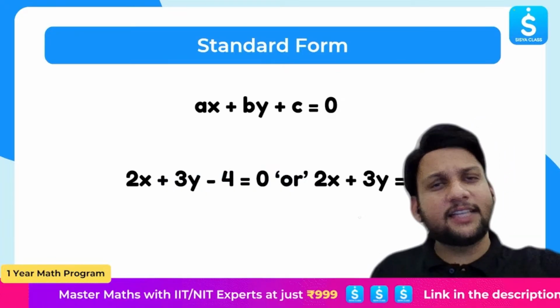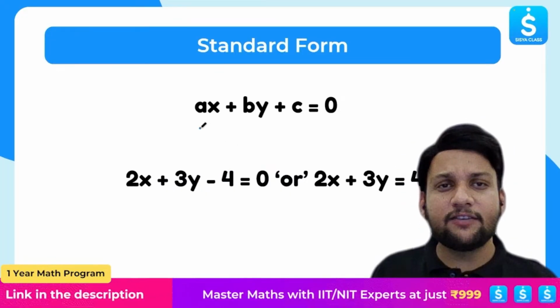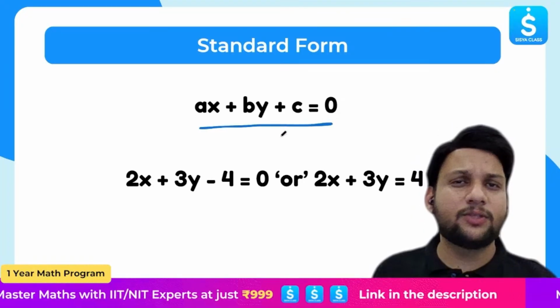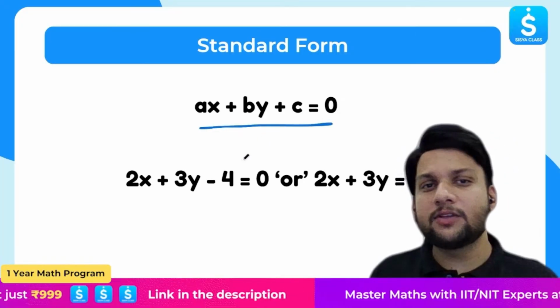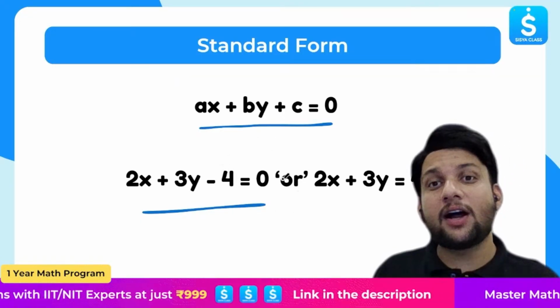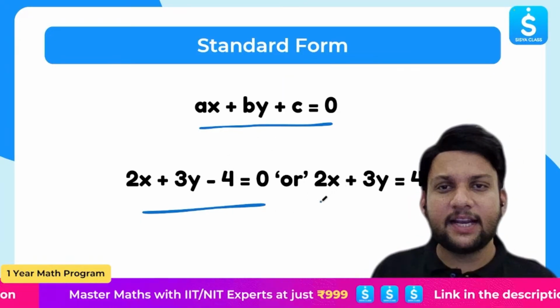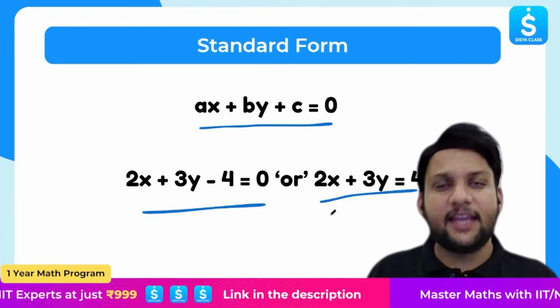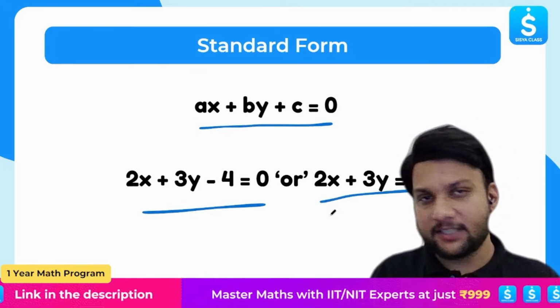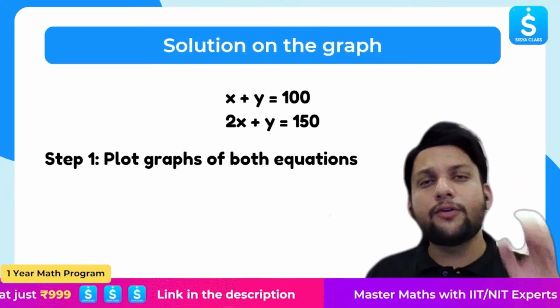So, just to refresh your memory from grade 9, the standard form of a linear equation is given by ax plus by plus c equals 0, and we have two forms of it, that is 2x plus 3y minus 4 equals 0, or if I take 4 to the other side, keeping variables on one side and the constant on the other side, I can also say that it is 2x plus 3y equals 4. I hope this much is clear. Yes, great.